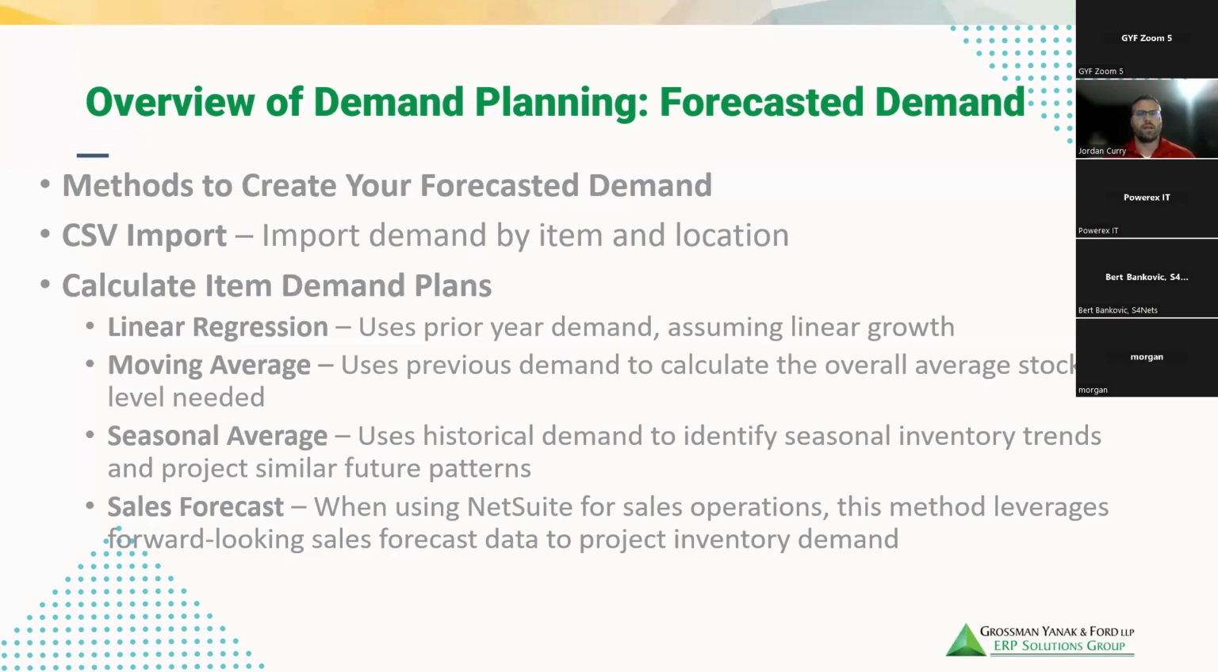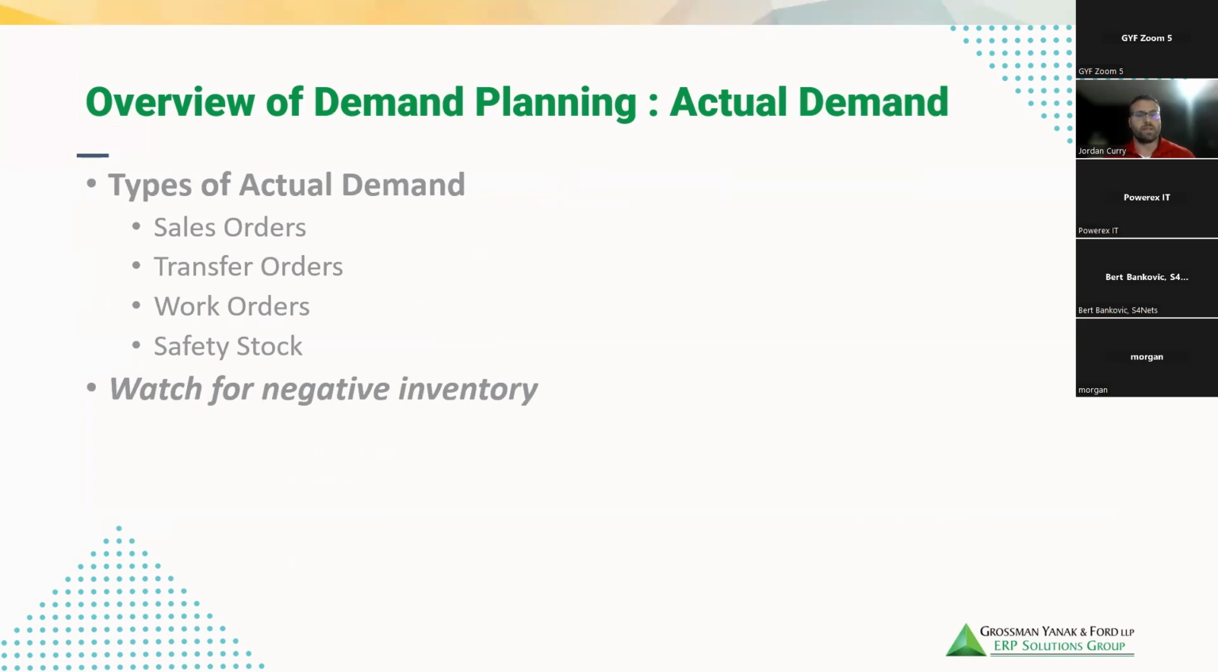So moving on, we got the actual demand. Okay, so this is kind of obvious, but I just wanted to point it out. Particularly, this is important for time phased and MRP. Okay, so the types of demand, everybody just thinks of orders, sales orders, but also on a location by location basis, transfer orders trigger demand. Work orders trigger demand for the lower level components. And then safety stock actually triggers demand as well.